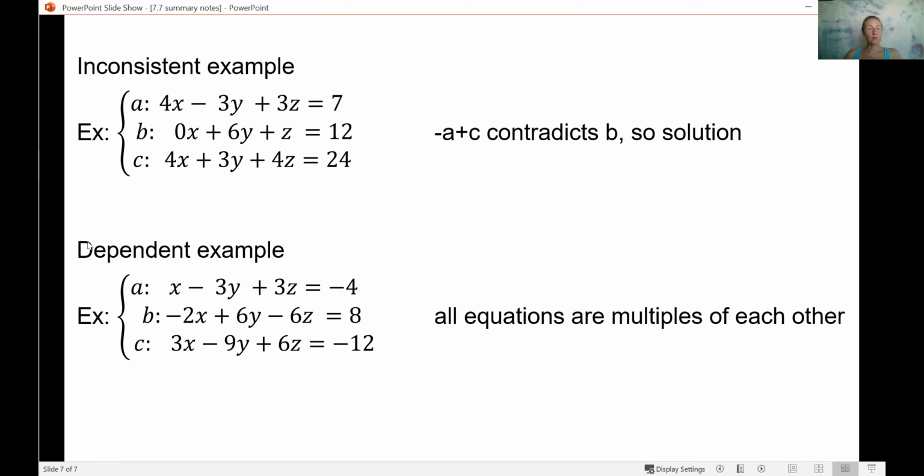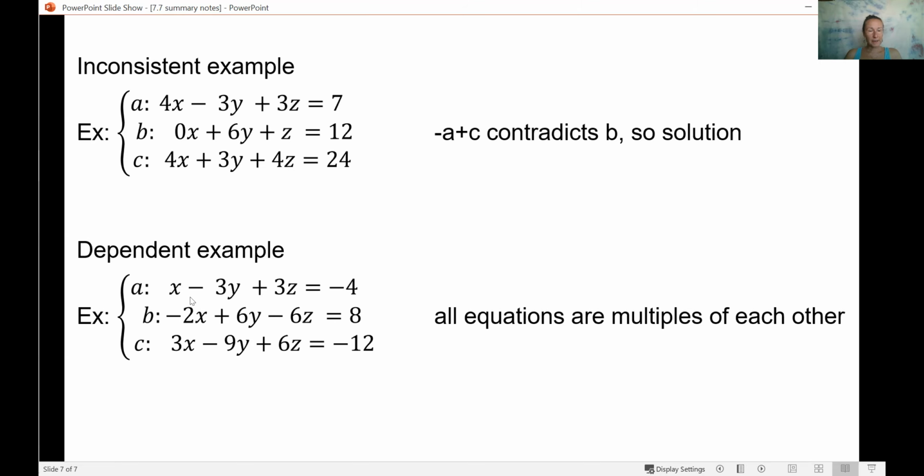Then we have what we call a dependent example where there's infinite solutions. In this example here, if you take a look, you'll notice that all equations are going to be multiples of each other, or really if any 2 of your equations are multiples of each other, you're going to have a dependent situation.